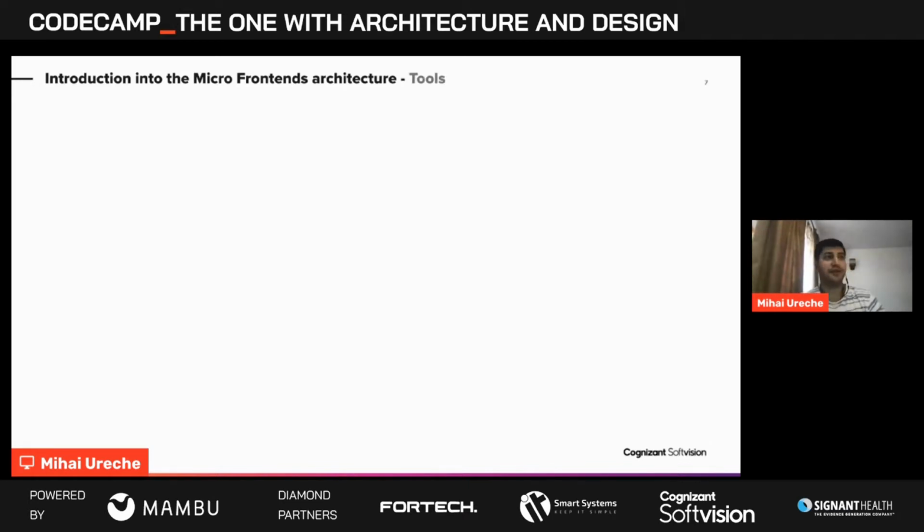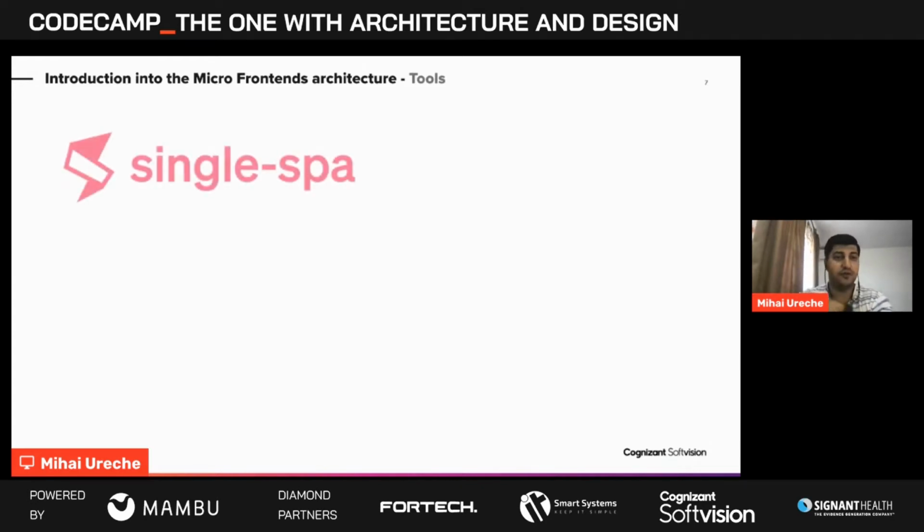Now let's go further and see what the tools are to achieve a microfrontend architecture. And one of the tools that I want to tell you about is Single SPA. Single SPA is a framework for bringing together multiple JavaScript microfrontends in a frontend application. It's an open source framework. You can use it, it's free. The last version is similar to Module Federation.